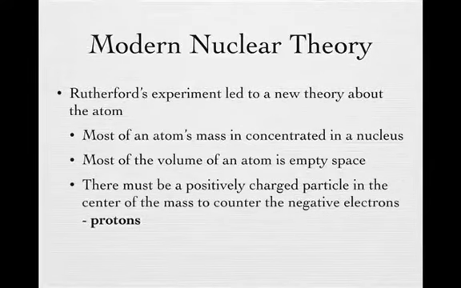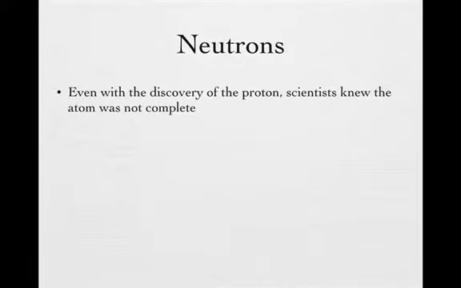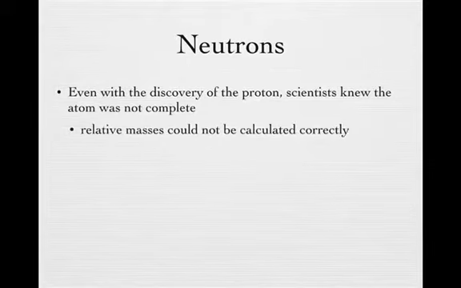However, if we think about atoms themselves, they are not charged, they have no charge. They found that electrons were negatively charged, and so there must be another particle somewhere in the atom that is positively charged. And so we called those protons. Now, even at that point, with the discovery of the proton, scientists knew that the atom was not complete. The protons could not account for the masses that they should have been seeing.